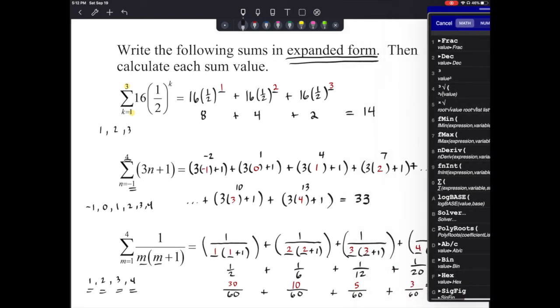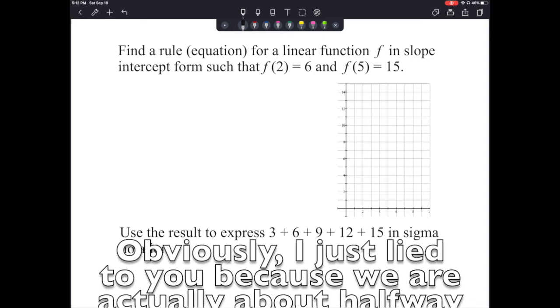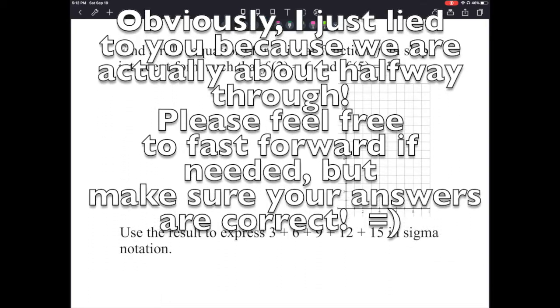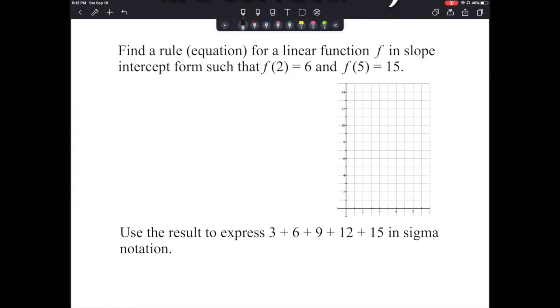All right, hang in there. We're almost through it. Let's go through a little bit more. Now we're going to look at trying to write out our sigma notation or our summation notation. It says find a rule or equation for a linear function f in slope-intercept form such that f of 2 equals 6 and f of 5 equals 15.